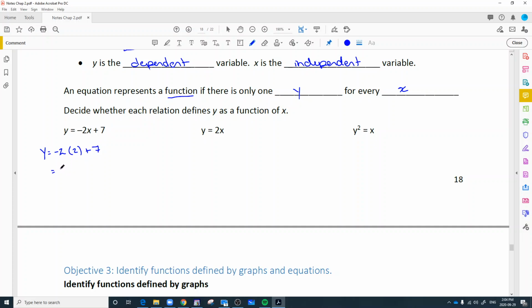I get -4 plus 7 is 3. I only get one possible y value when I put in an x value of 2. And in fact, it doesn't matter what I put in for x, like let's say -3. When I plug in that x value of -3, I get 6 plus 7, which is 13. I only get one y value for that x value. And no matter what I put in, that's the scenario. So this rule, or this equation, would represent a function.